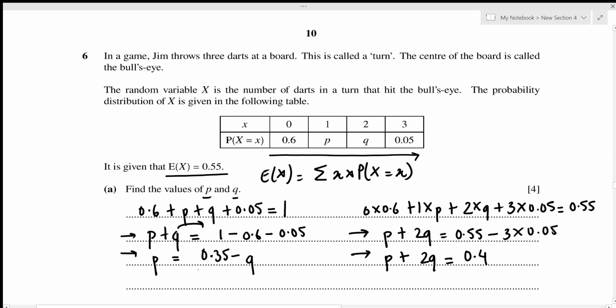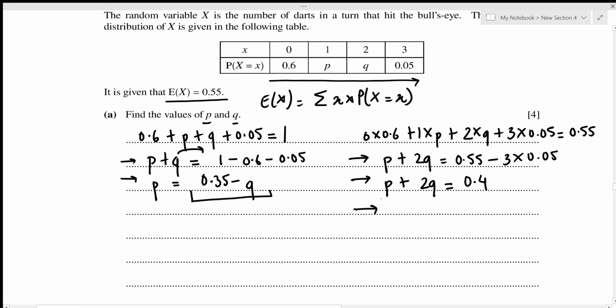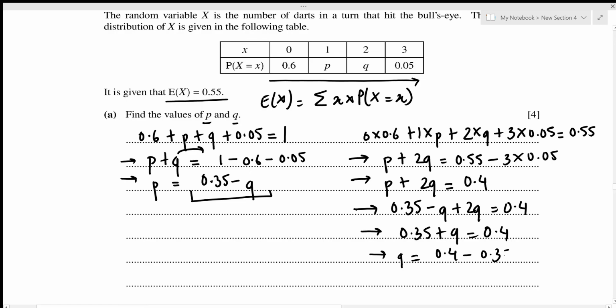Now we can just substitute the value for p from the first equation. So this is going to be 0.35 minus q plus 2q equals 0.4. Solving this, we get 0.35 plus q equals 0.4. Then q is just going to be 0.4 minus 0.35. This gives us the final value of q to be 0.05. Now in order to figure out the value for p, we're just going to substitute this value. So p is going to be 0.35 minus 0.05, which gives the final value for p to be 0.3.